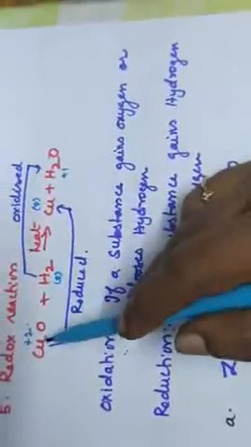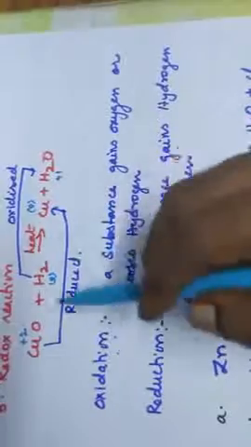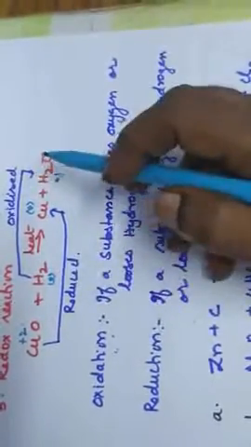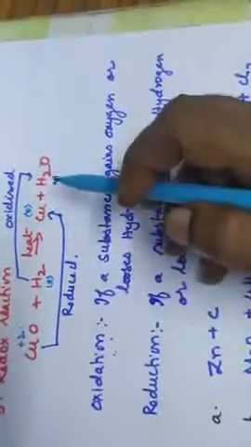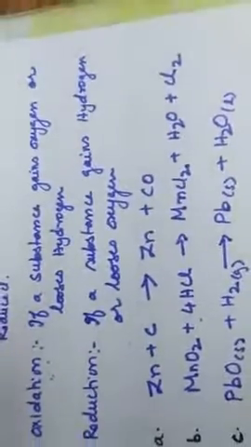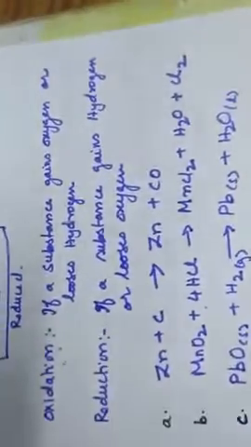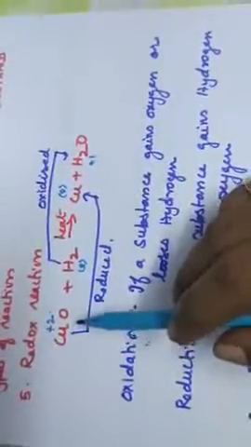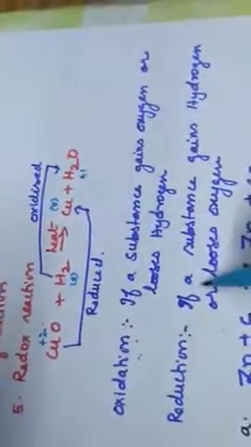Copper has lost oxygen, so it is not oxidation. It is the opposite of that. It is reduction. See here, hydrogen has gained oxygen, so it is called oxidation reaction. Let us understand reduction reaction. If a substance gains hydrogen and loses oxygen, we call it a reduction reaction. Here there is no losing or gaining with respect to the second definition.